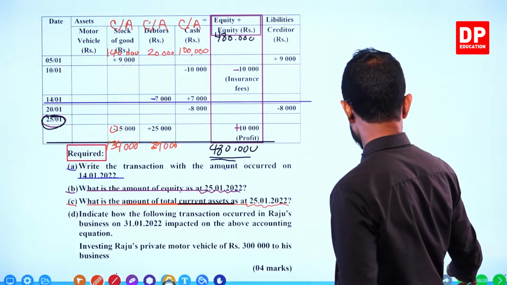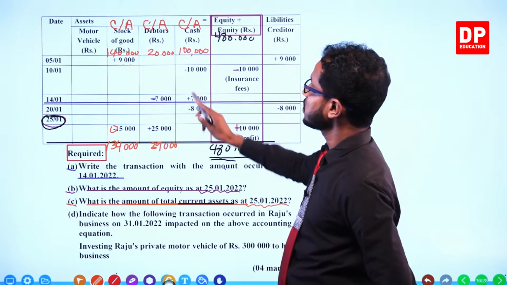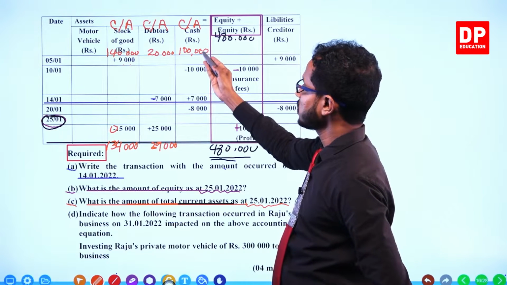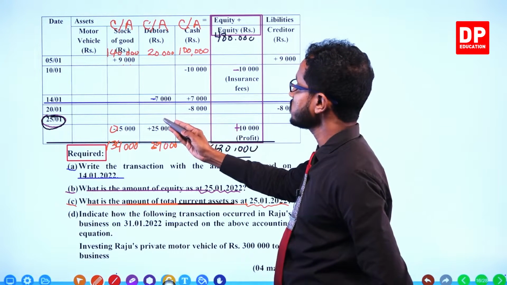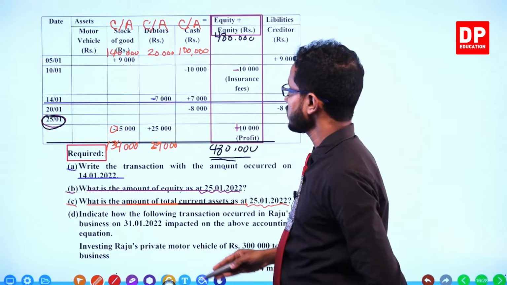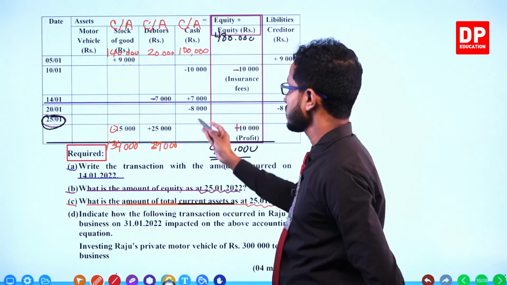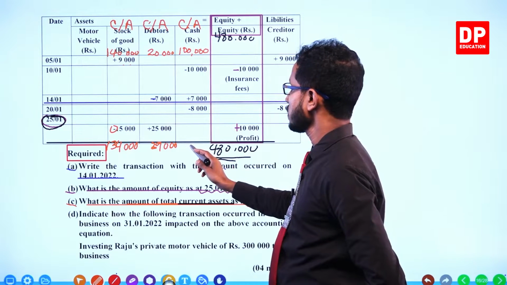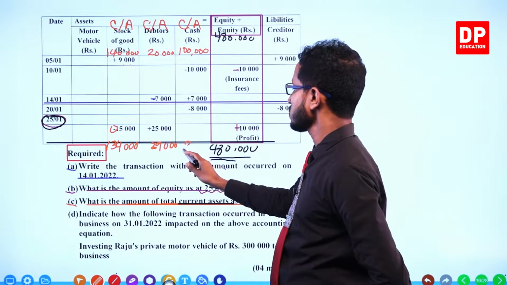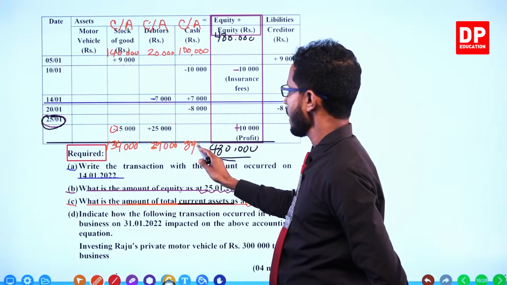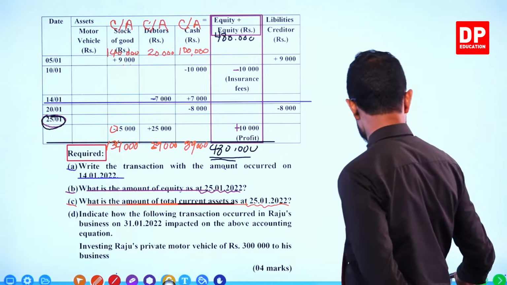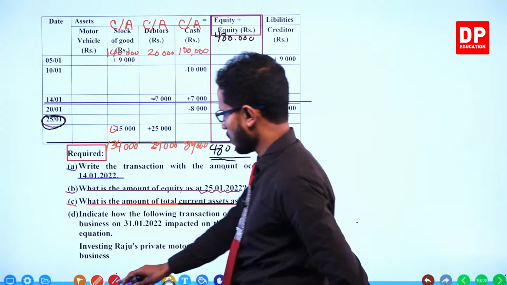Then cash. Opening 100,000 minus 10,000 is 90,000. Plus 7,000 is 97,000. Again minus 8,000 gives 89,000. Can you see these figures now?